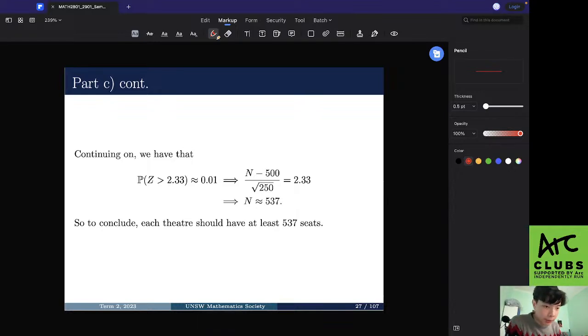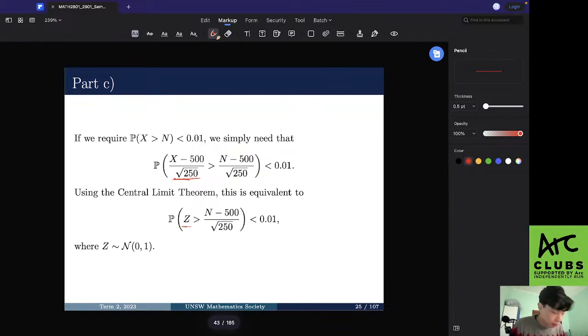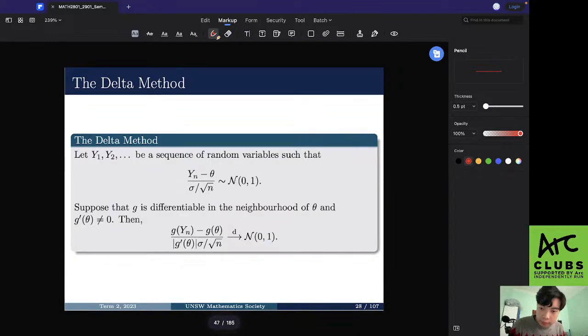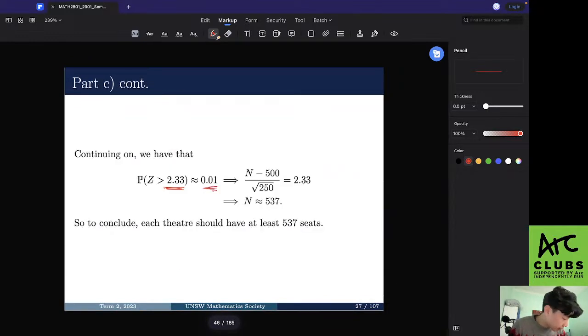And from our R right there, we've figured out that for a probability of 1%, we would need an X value of 2.33. And previously, we found out that to be less than 1%, we require this as our X value, right? So we've essentially just gotten this equation, and based on our value, we can then solve for n, which gets us a capacity of 537.